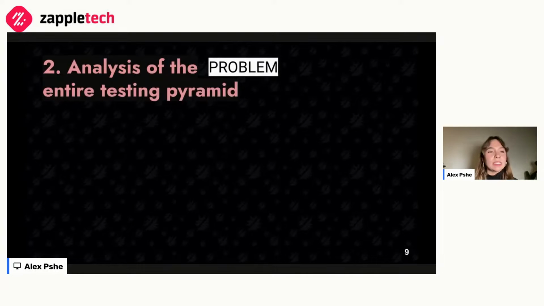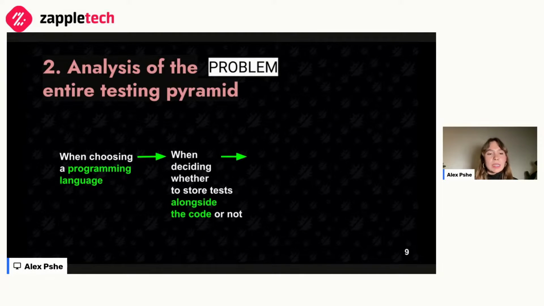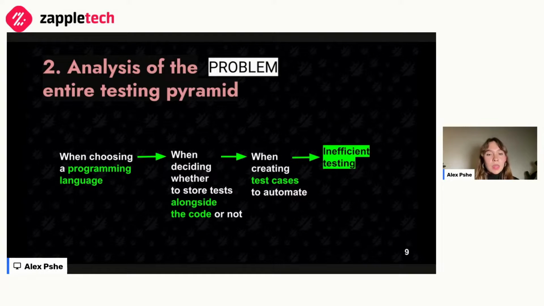The next problem is the lack of analysis of the entire testing pyramid from the beginning. For example, when we are choosing a programming language for backend and front-end tests, when we are deciding whether to store tests with our product code or separately in another repository, or when we decide how to create our test cases, I mean how to decompose them on different levels of the testing pyramid: on API level, on UI level, or maybe some of these tests can be introduced at the unit testing level. So as a result, we can have inefficient testing.